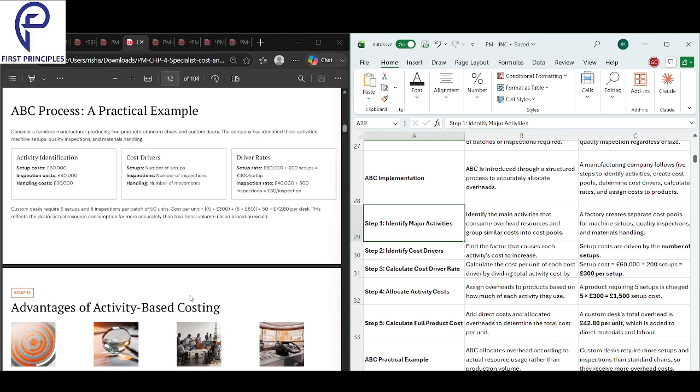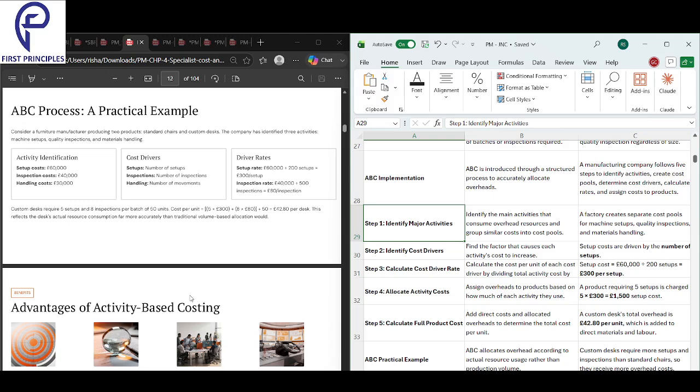Let's look into this sum. Consider a furniture manufacturer producing 2 products. He's making chairs and he's making desks. Chair and desk. The company has identified 3 activities. One is machine setup, one is quality inspection, one is material handling. These 3 are your cost drivers. The more you do of these, the more cost it will incur. Number of setups, number of inspections, number of movements. These are our 3 cost drivers.